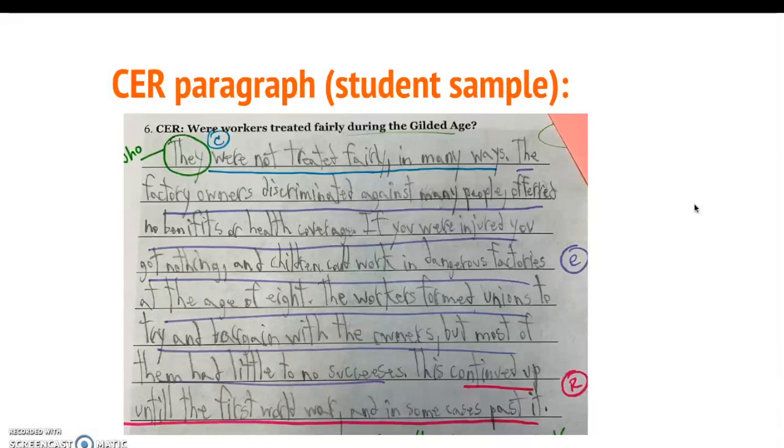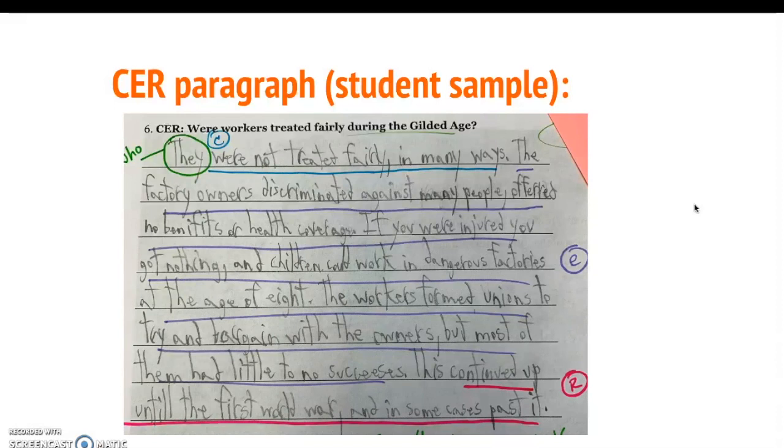In this student sample, I made a quick correction. They started off with "they," and of course in a complete sentence we wouldn't want to say "they." We would want our students to be a bit more specific. I then highlighted and color-coded the claim, the evidence, and the reasoning. So, were workers treated fairly during the Gilded Age? They were not treated fairly in many ways. That's the claim. The factory owners discriminated against many people, offered no benefits or health coverage.